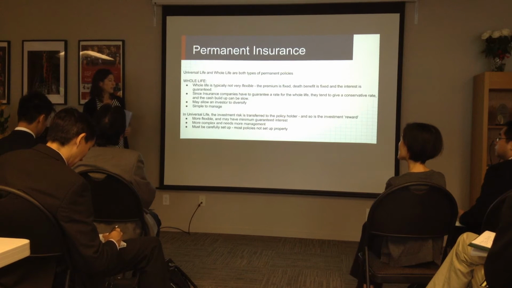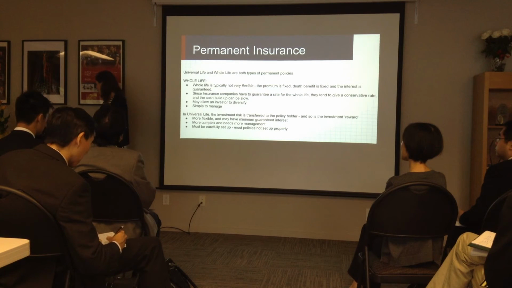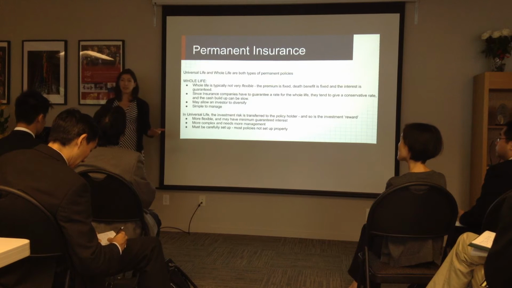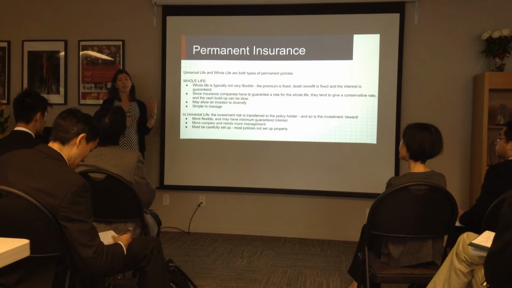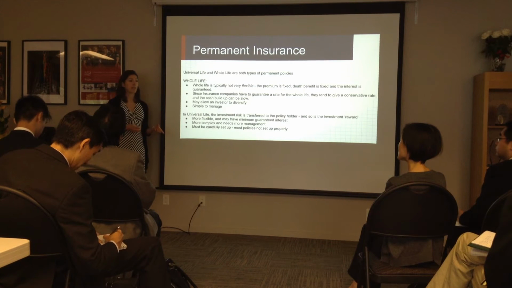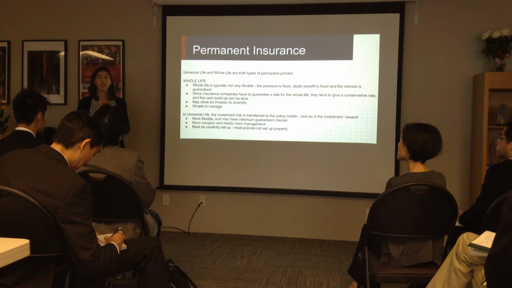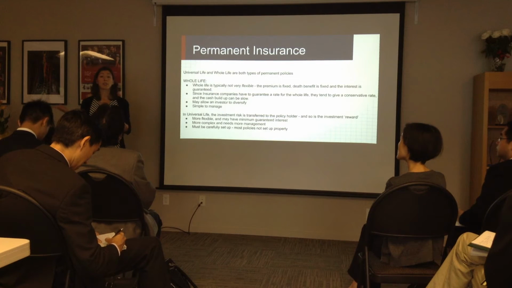On the other hand, in universal life, the investment risk is transferred to the policyholder. So in other words, the life insurance companies de-risked their investments. They've taken that investment risk, passed it on to you, the client. But you also get the investment reward. So it is generally a higher risk product because as an advisor or as a client, you gotta be watching what happens to those investments compared to what you've illustrated.